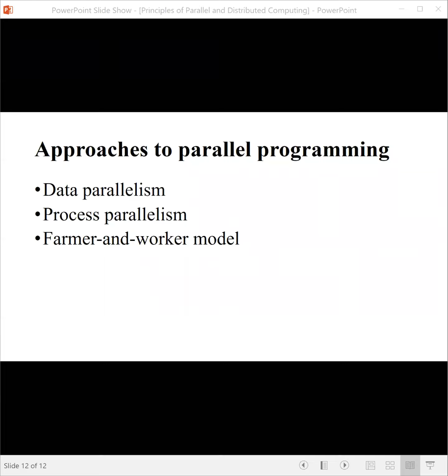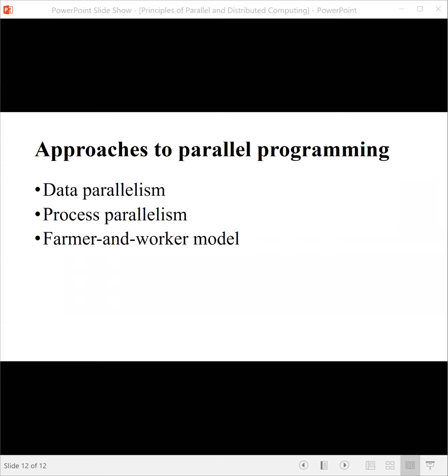So the first one, data parallelism, works on the divide and conquer method. The data will be split into multiple data sets, and each data set will be processed on a different system using the same instruction. That is data parallelism. The second one is process parallelism. Here multiple works will be processed on multiple processors, that is called process parallelism.